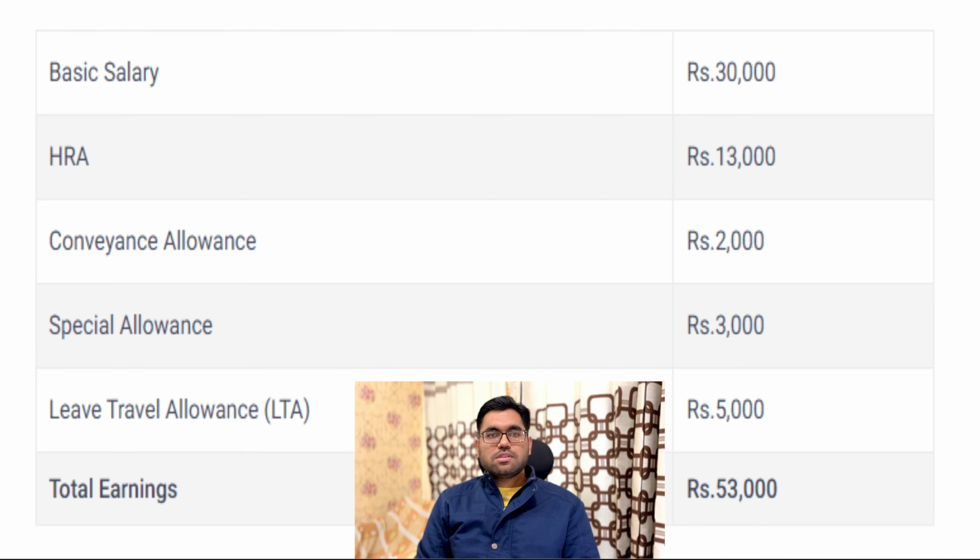Let's see this with an example. On screen you can see, suppose this is my salary structure. In this I have a basic of 30,000, HRA of 13,000, and ignore other components as of now as they are not considered for our calculation. Suppose I pay rupees 10,000 as rent. So now let's calculate all three factors and decide what my tax exemption will be.